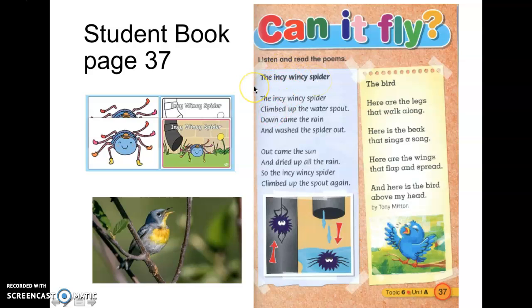So let's read it together. If you don't have the book, it is okay. We can read them together on this page, okay? Are you ready? The Incy Wincy Spider.